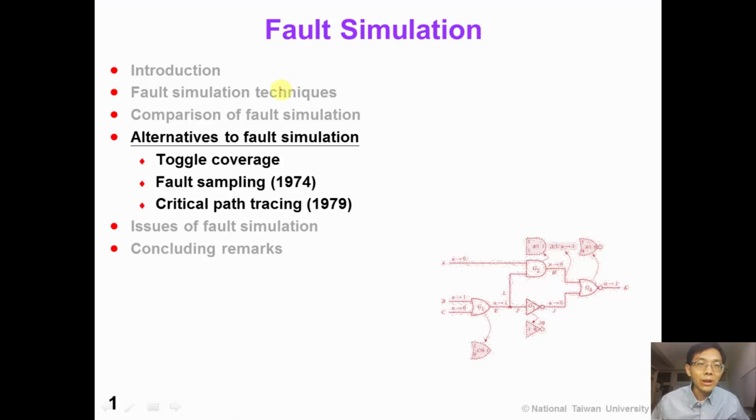In the previous video, we showed many fault simulation techniques, and we know that fault simulation is slow. So in this video, we are going to introduce some alternatives to replace fault simulation. This video includes toggle coverage, fault sampling, and critical path tracing.